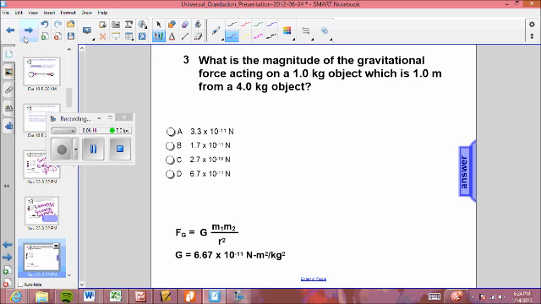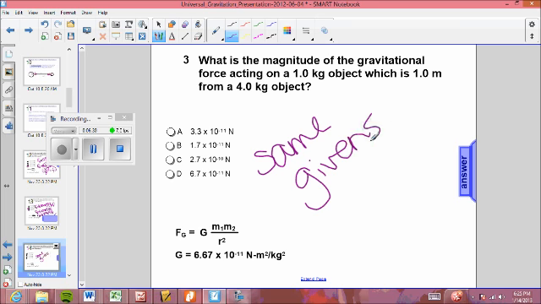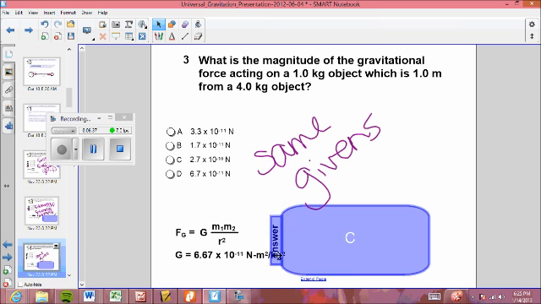What is the gravitational force acting on a 1 kilogram object, which is 1 meter from a 4 kilogram object? So, if you recall, these are the same givens as the last problem. But now they want to know the force in the opposite direction, which is going to be the same. Remember, they are equal and opposite forces. So our answer should come out to 2.7, the same thing.